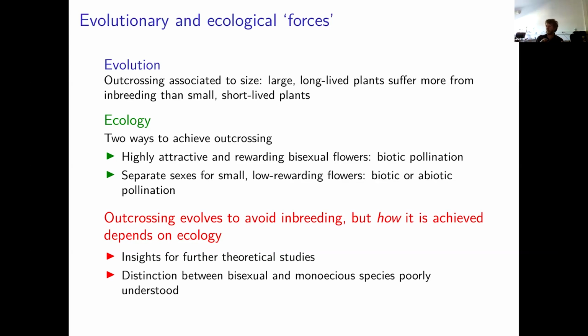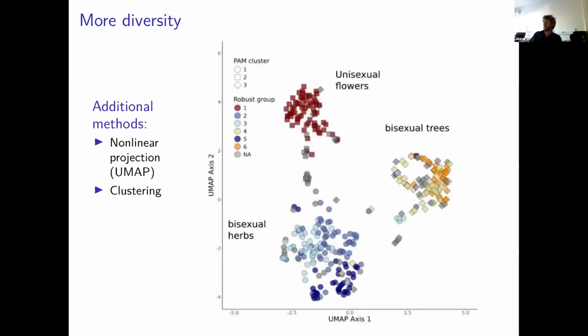So why do some species become monoecious? That's still an area of investigation. So there is also more diversity here in this trait space, and we can visualize that if we look with different methods like nonlinear projection or different clustering methods. So if we do this nonlinear projection, we see three groups: species with unisexual flowers, bisexual herbs, and bisexual trees.